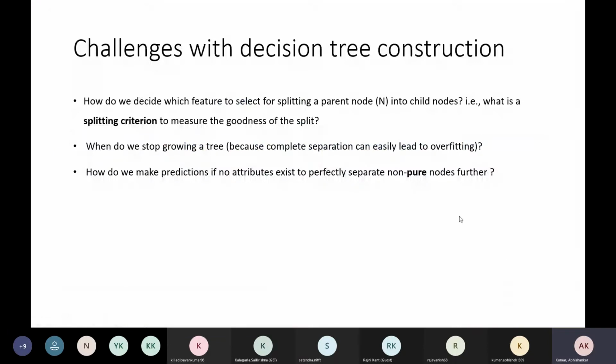So we have seen the challenges we have with decision trees, and the main challenge is how to decide which feature to select for splitting a parent node. Correct?